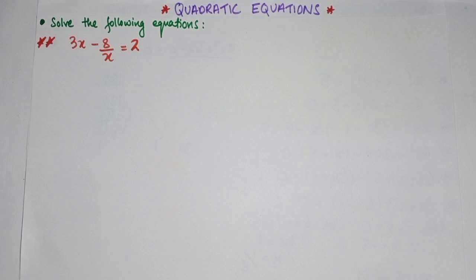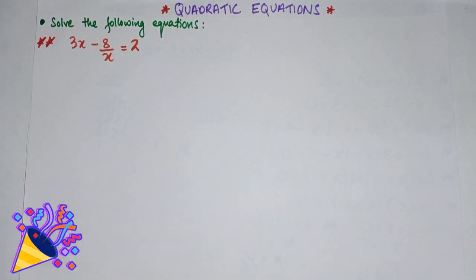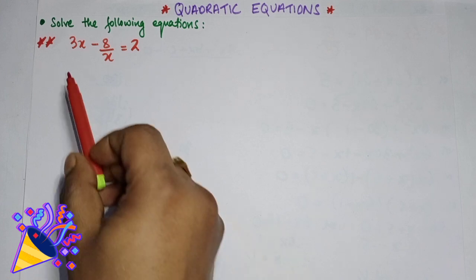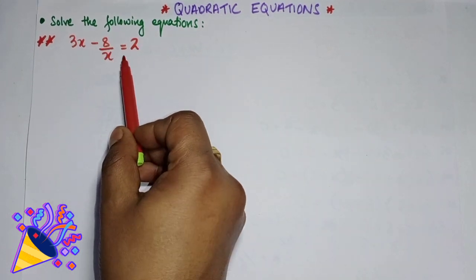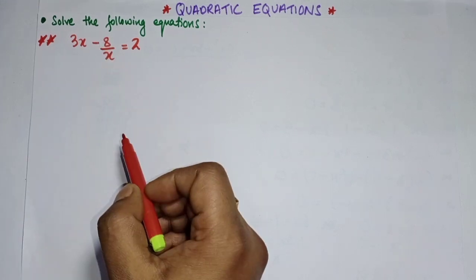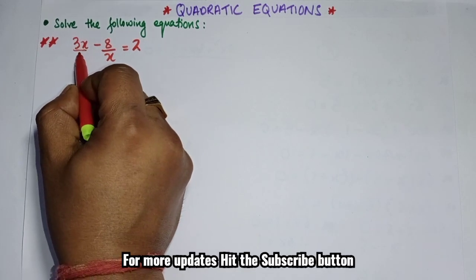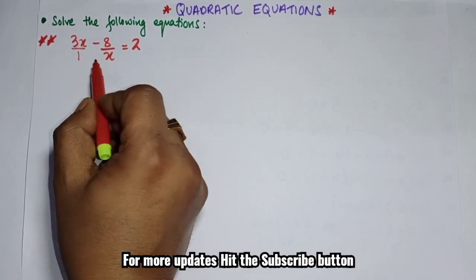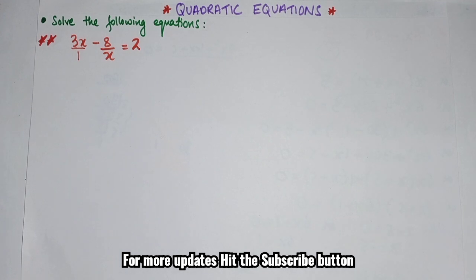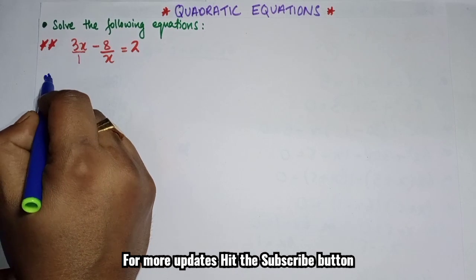Here you can see in this question, what you have to do is solve the following equations. Solve means we have to find the value of x. It's one of the important questions. What you can see here is 3x minus 8 by x equals 2. As you know, wherever there is a fraction, we always have to do the LCM. Since there is no denominator, I can put 1 here. Now I have to do the LCM of 1 and x. The LCM of 1 and x will be x.